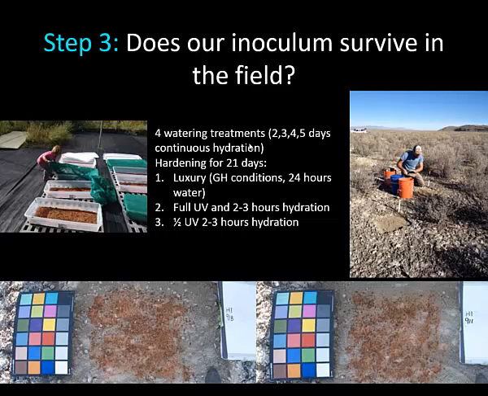And then we subjected it to hardening for 21 days in one of 3 different conditions. Luxury: we left them in the greenhouse where they'd been grown up in the first place and kept them watered and happy for 24 hours a day. And then the other two, my daughter here, Julia, was very helpful. We went out and we put them out in the sun. And so half of them were treated with shade, half of them were not. And they were all given water that would only keep them hydrated for a couple hours a day. So getting them used to what they would experience in the field.